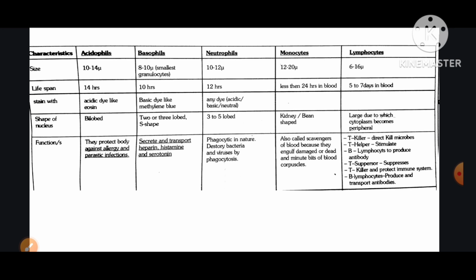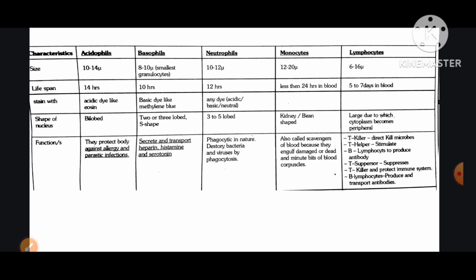Lifespan: acidophils 14 hours, basophils 10 hours, neutrophils 12 hours, monocytes less than 24 hours in blood, lymphocytes 5 to 7 days in blood. Stain: acidophils stain with acidic dye, basophils with basic dye like methylene blue, neutrophils with any dye, acidic, basic or neutral.